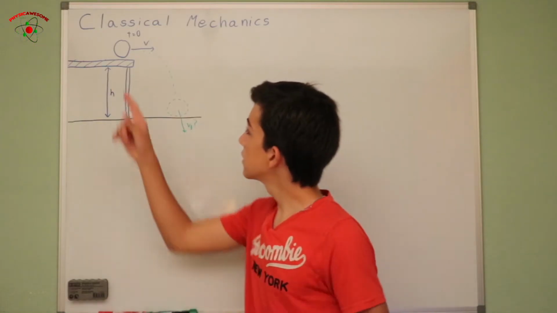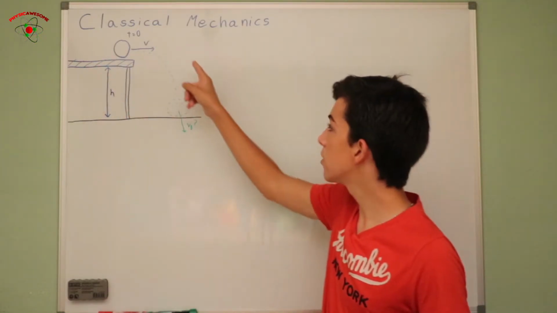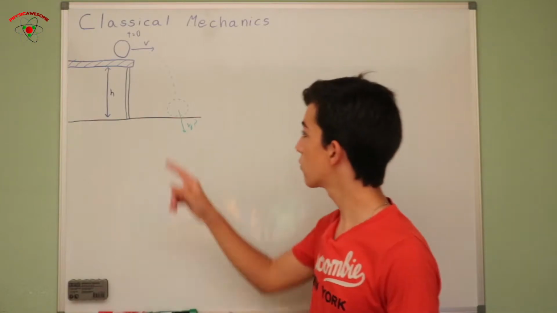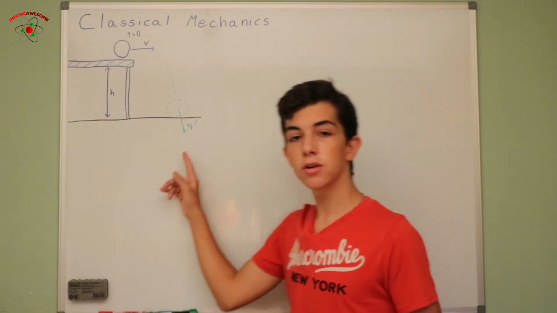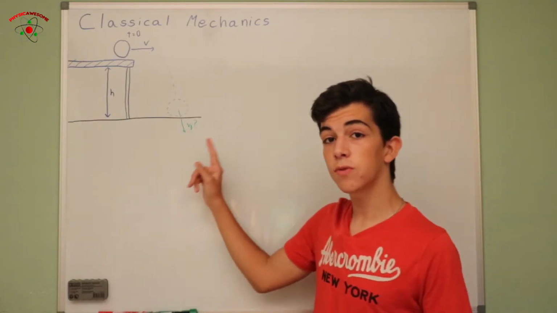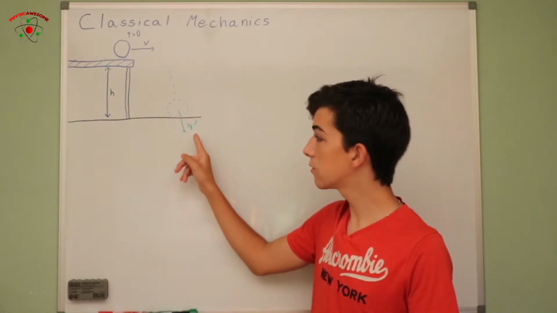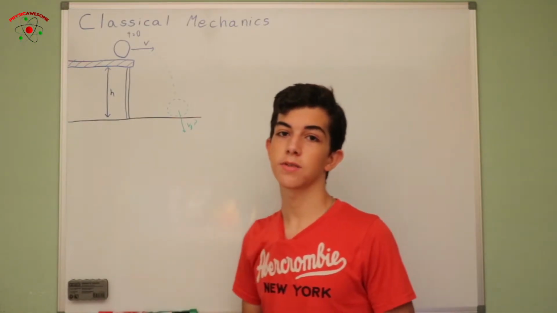Then it's going to follow a parabolic trajectory till it hits the ground right around here. And we are asked to find the final velocity of the ball right before it hits the ground.